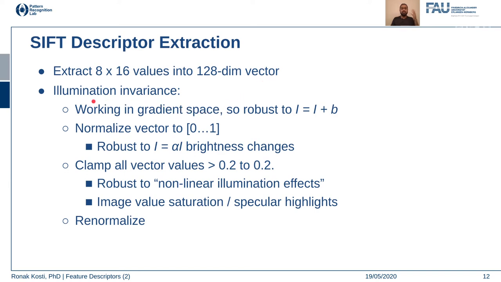In order to have illumination invariance, you have computed the vector based on the gradient orientations, and gradient orientations are normally invariant to illumination changes. Therefore, even if you bump up the input image's values with a B value or decrease its value, this vector will not change because it's a gradient vector. Also we normalize this vector so that it becomes robust to brightness changes, and we also clamp all the vector values greater than 0.2 to 0.2 to reduce the illumination effects also, and then we renormalize the whole vector.